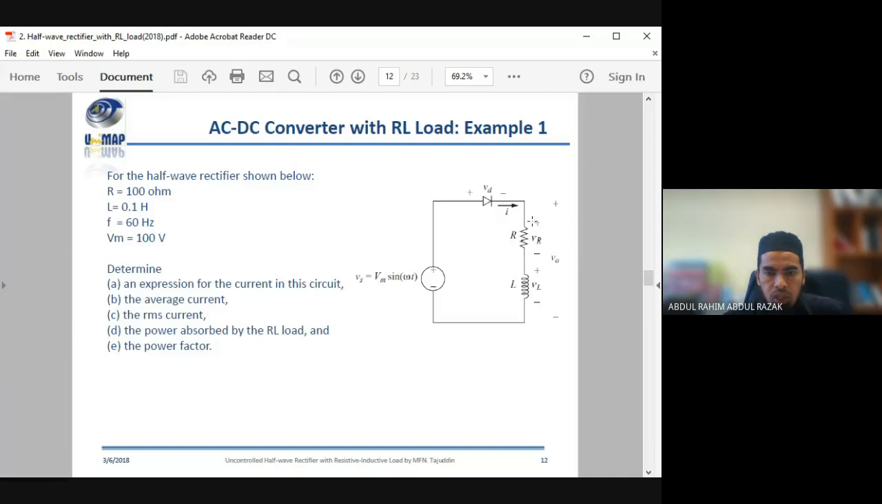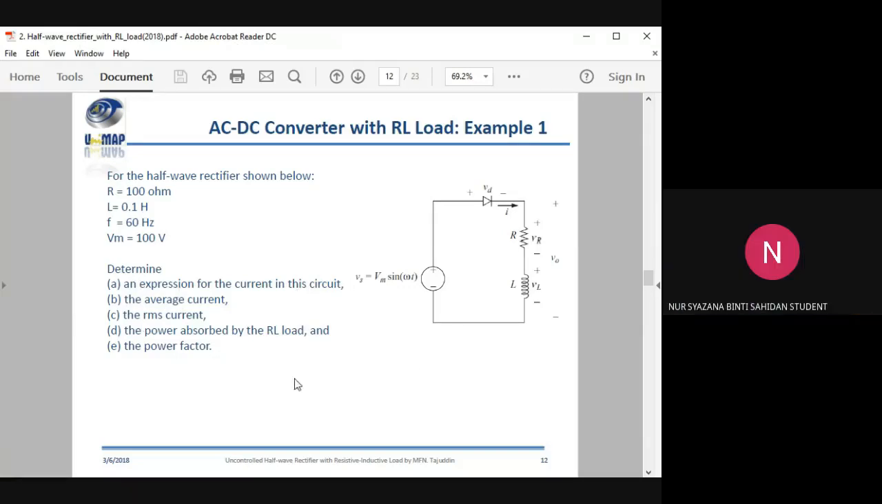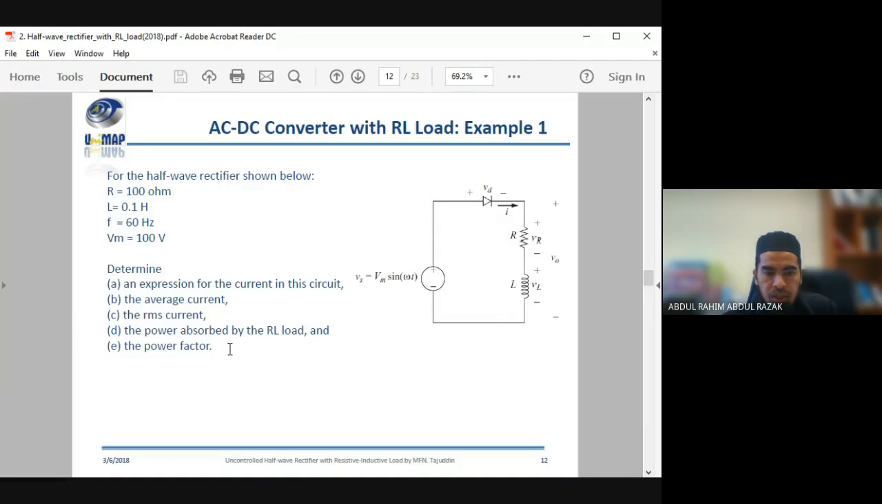So the most important thing is that when you get this kind of scenario, what are the theta load angle and what is the tau here? Then it becomes easier for you all to find out the next parameters highlighted inside the list: the expression of the current, the average current, RMS current, the power absorbed by the RL load, and the power factor.